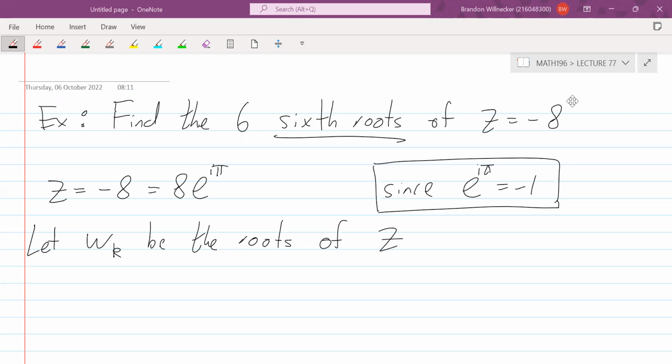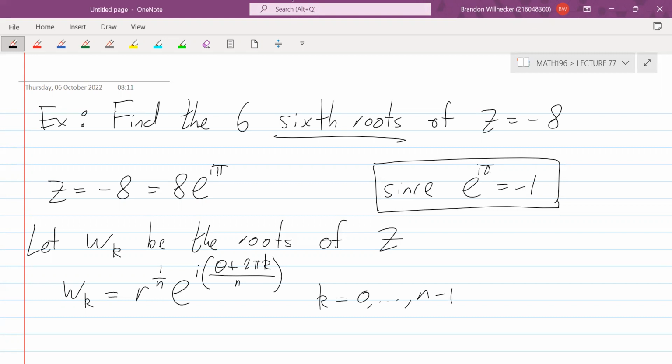Okay, so what is this w_k? w_k is going to be r^(1/n), like we had before, e^(i(θ + 2πk)/n) because of the periodicity, divided by n, and k is going to be 0 up to n minus 1. So we just need to substitute the 6 values of k, and that will give us the 6 roots of this complex number. Okay, so let's go through them.